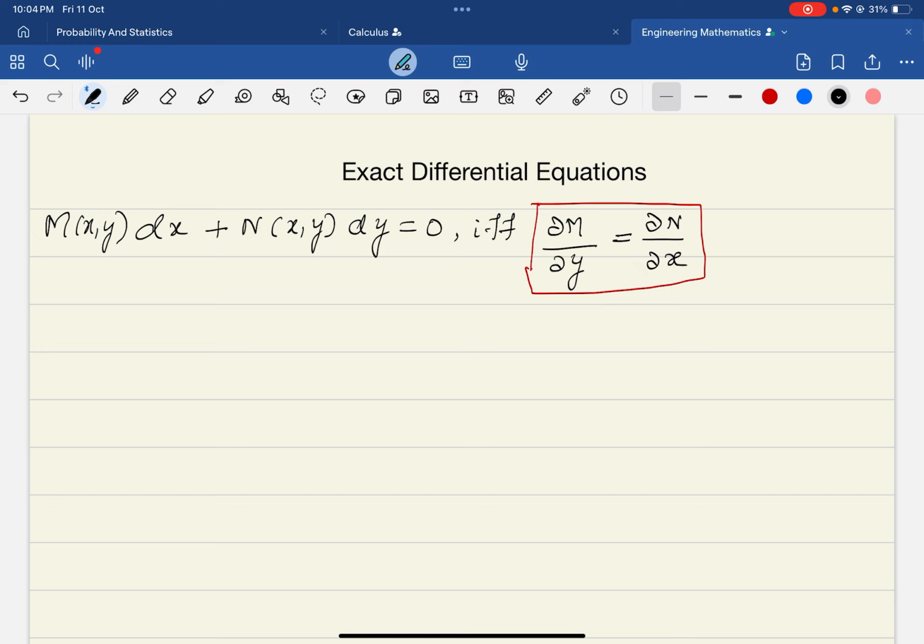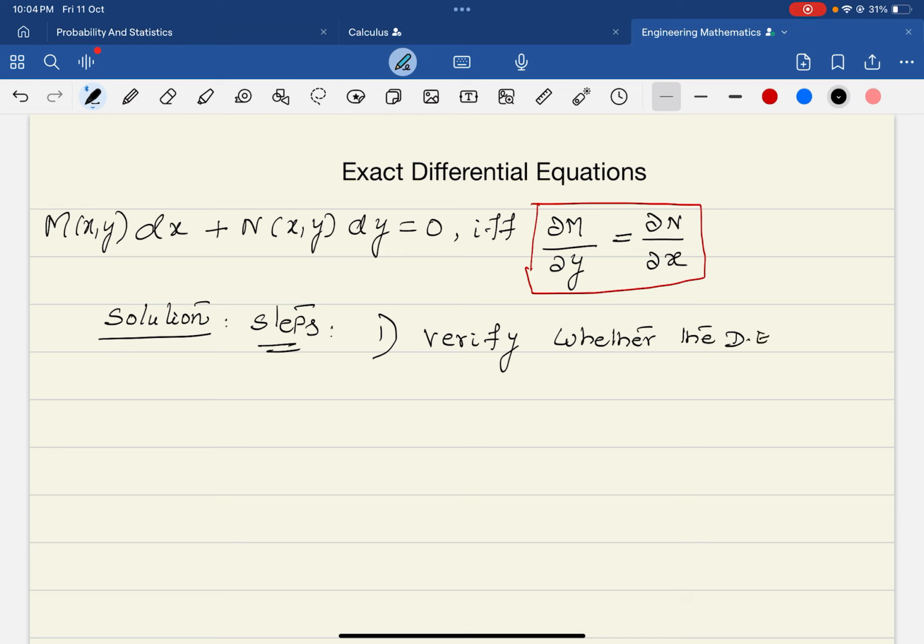Once the equation has become an exact differential equation, then how to find the solution, the steps to find the solution. First, of course, we find dou M by dou y and dou N by dou x and verify whether the given differential equation is exact or not. Once that is done, then simply we'll write down the general solution.